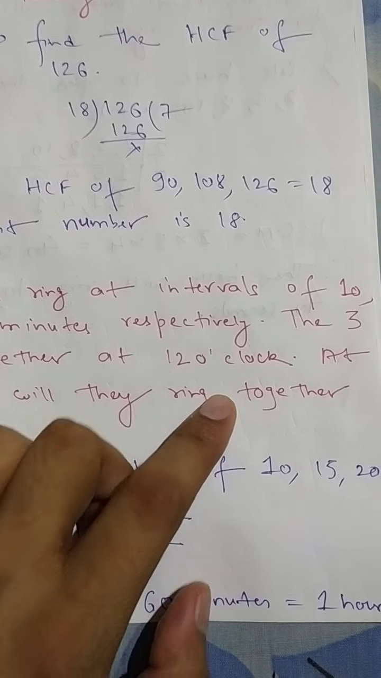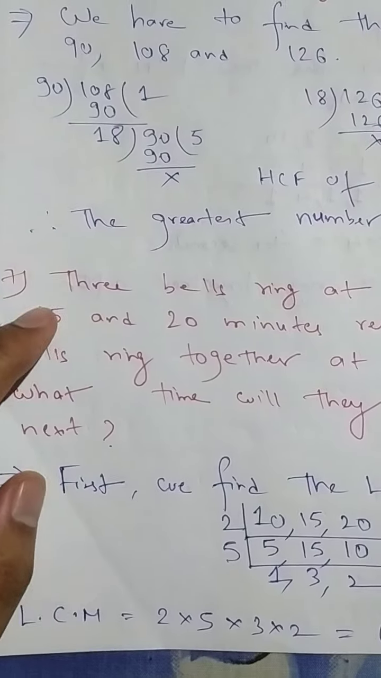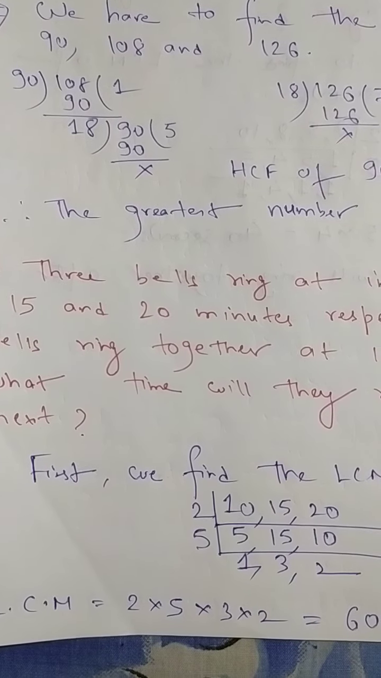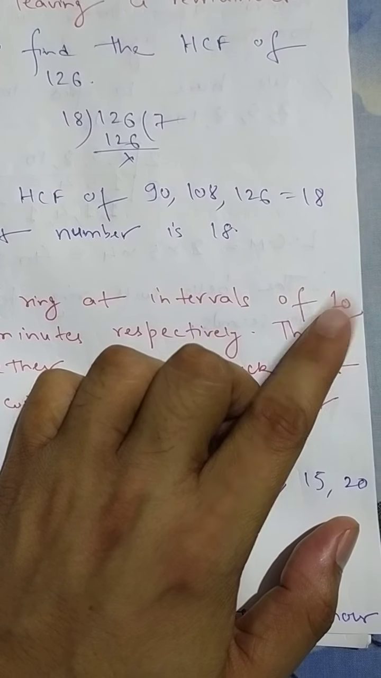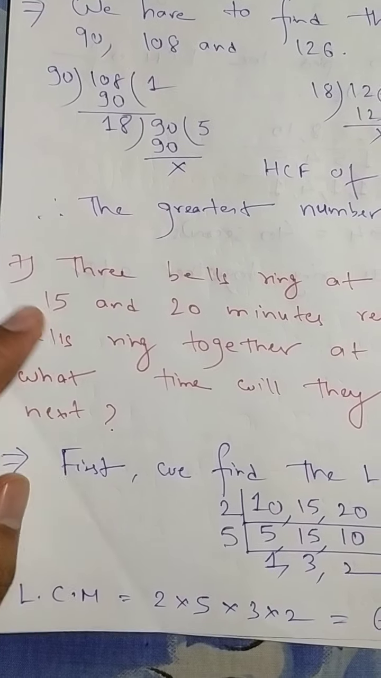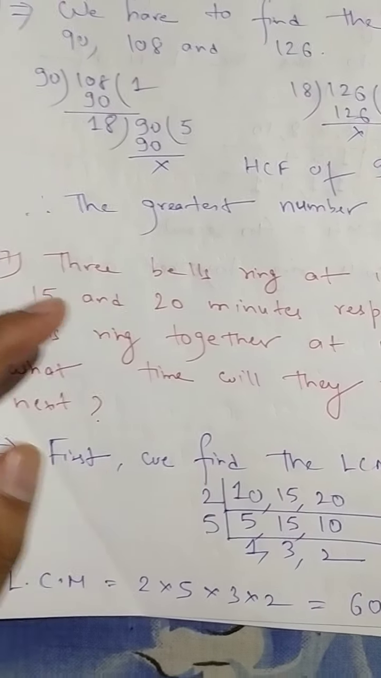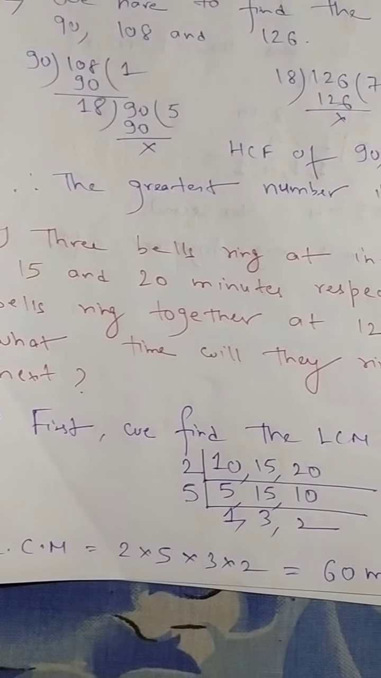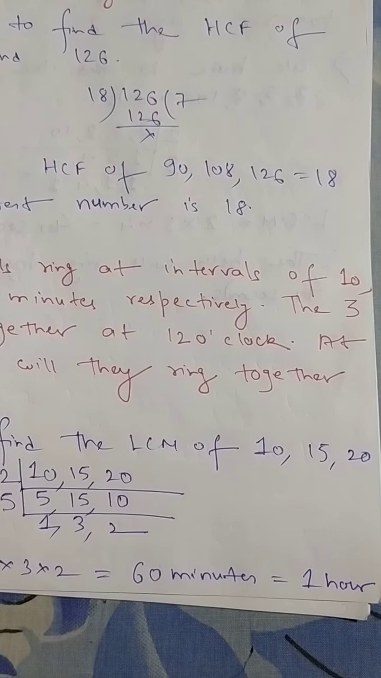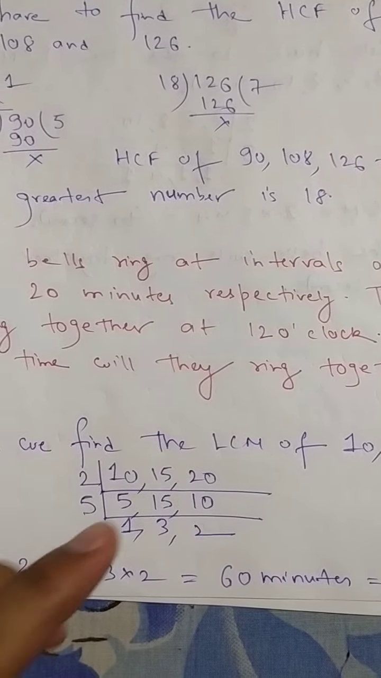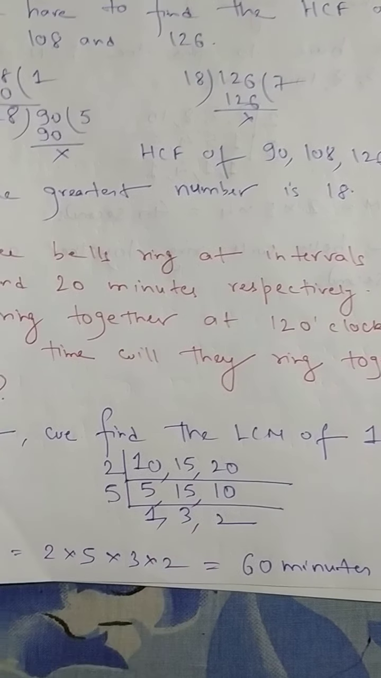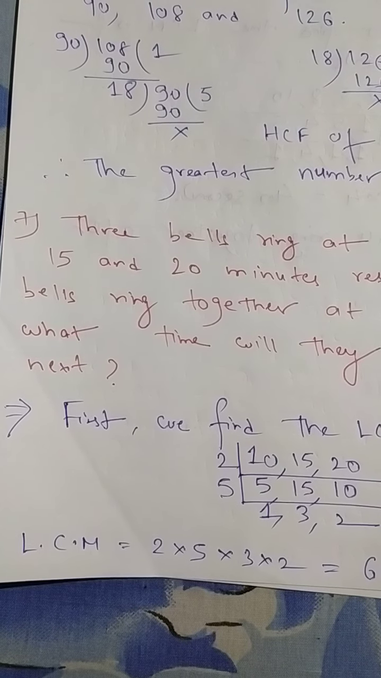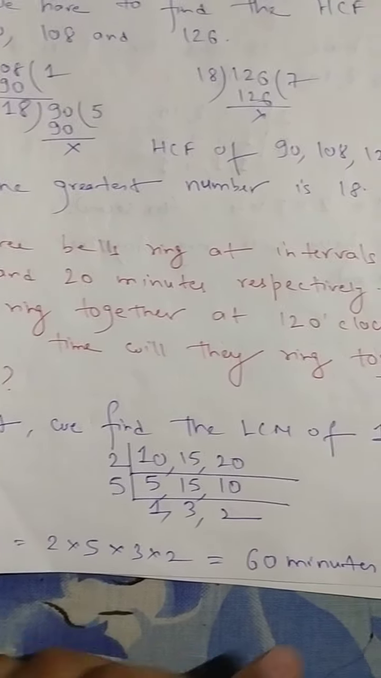So first you have to find out the LCM of 10, 15 and 20. As I told you, the first bell is ringing at an interval of 10, 20, 30, it's a multiple of 10. Here it's a multiple of 15 and here it's a multiple of 20. So first we find the LCM of 10, 15 and 20. So this is the method. After finding the LCM, 2 into 5 into 3 into 2, your answer is coming 60 minutes.